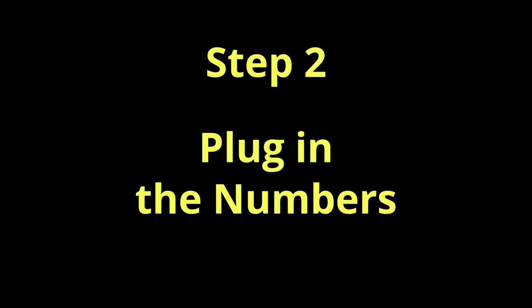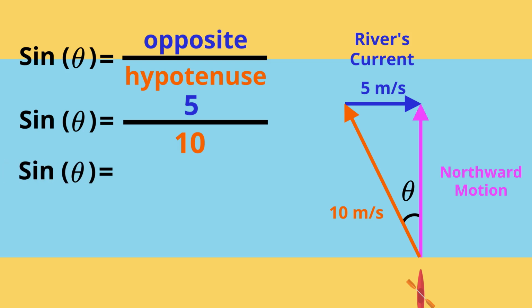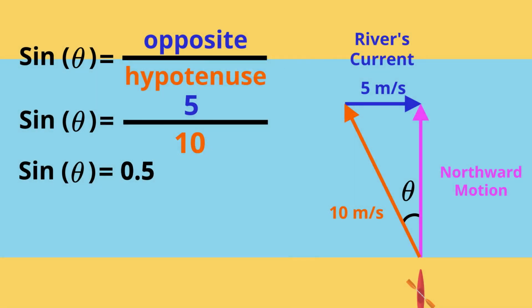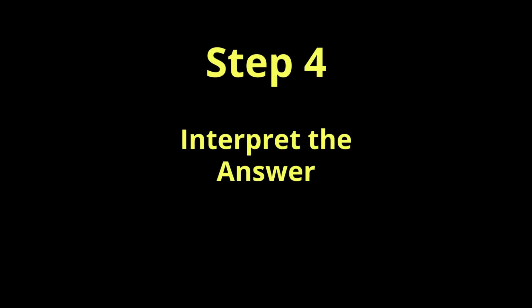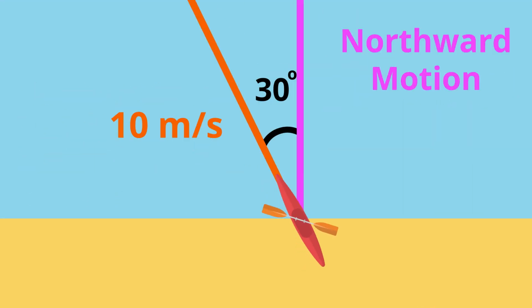Step 2. Plug in the numbers. The opposite side, river's current, is 5 meters per second and the hypotenuse, boat speed, is 10 meters per second. Sine of theta equals 5 divided by 10, which equals 0.5. Step 3. Solve for theta. To find the angle, we use the inverse sine function. Theta equals the inverse sine of 0.5. On a calculator, theta equals 30 degrees. Step 4. Interpret the answer. The boat needs to aim 30 degrees west of north to cancel out the river's current and go straight across.